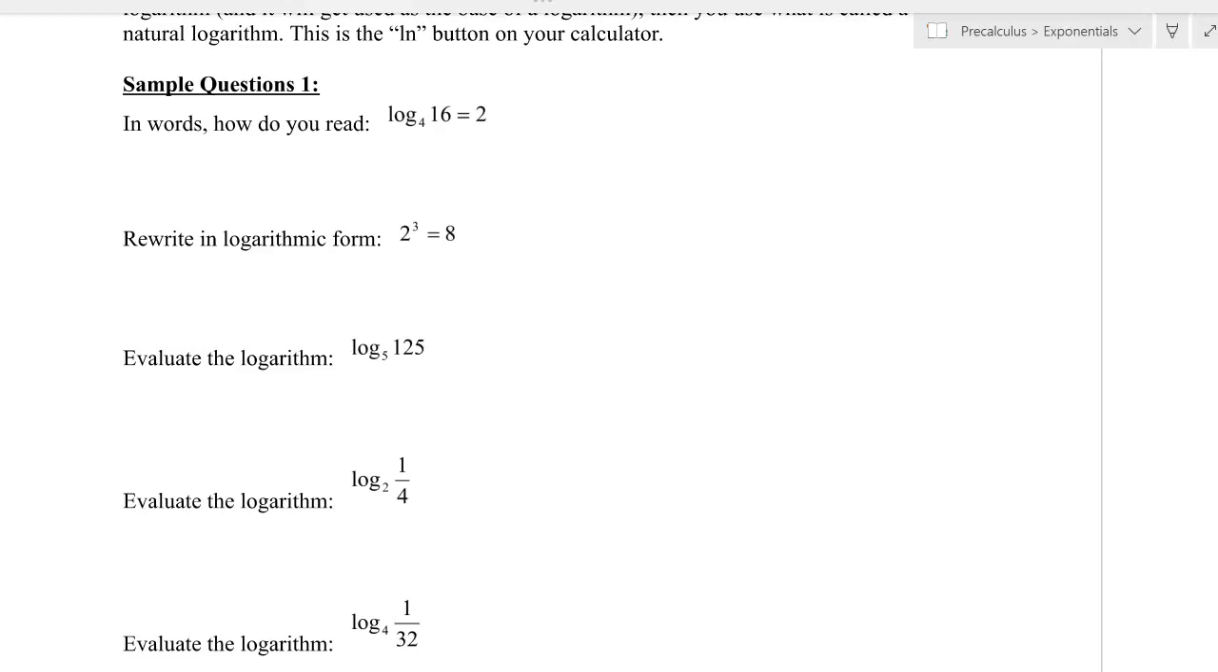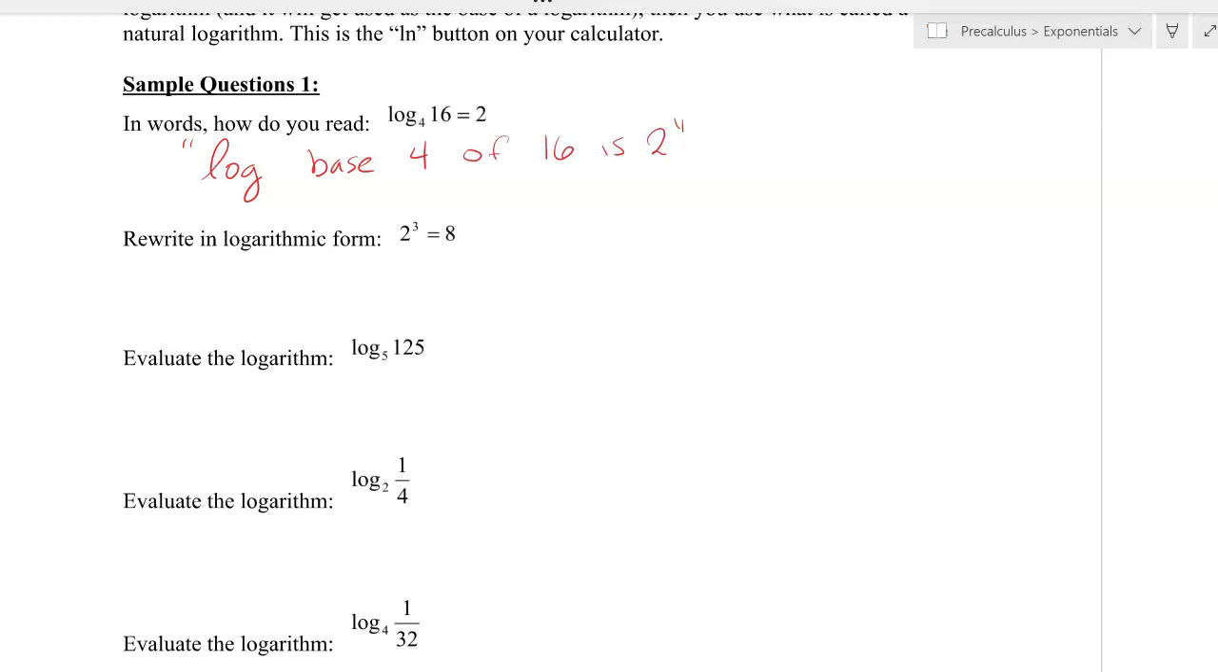Okay, so same questions. One, how the heck do I read that mess? Again, I would say that that is log base 4 of 16 is 2, is how I would say that.